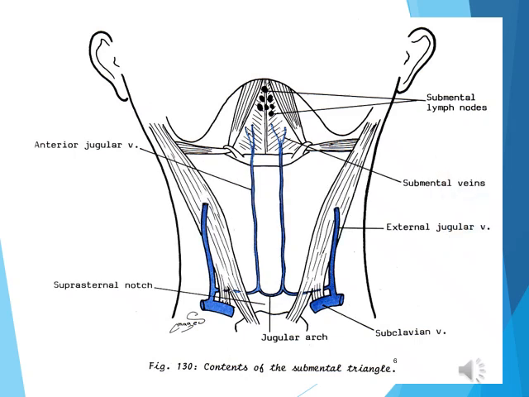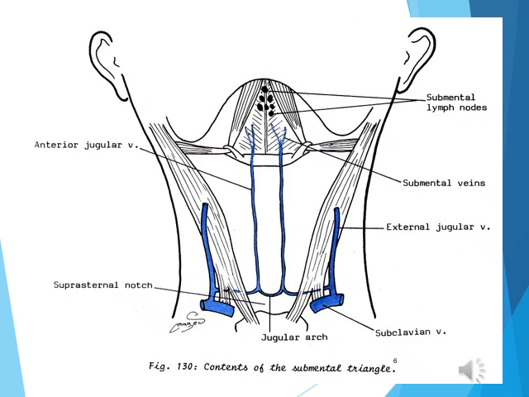Now that we have outlined the boundaries of the submental triangle, let's examine its contents, which are crucial for both clinical examination and surgical planning. So, what are the key structures within the submental triangle? First thing we encounter is the submental lymph nodes. These lie just beneath the chin and drain the anterior floor of the mouth, tip of the tongue, and lower lip. They are often the first to enlarge in oral infections or anterior tongue malignancies.